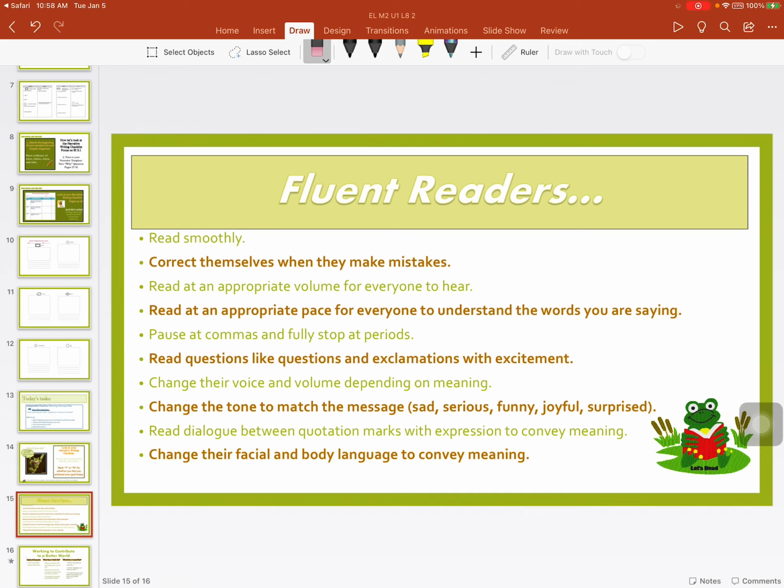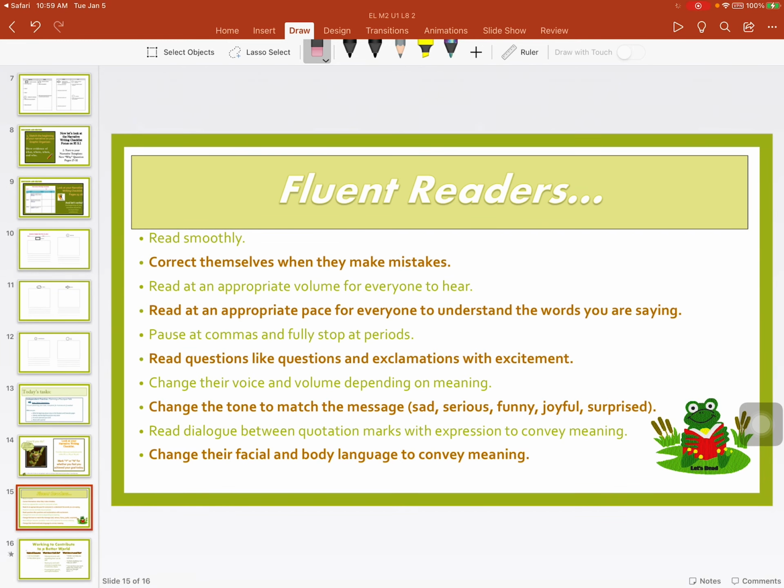All right, fluent readers. Follow along as I read this aloud. Read smoothly. Correct themselves when they make mistakes. Read at an appropriate volume for everyone to hear. Read at an appropriate pace for everyone to understand the words you are saying. Pause at commas and fully stop at periods. Read questions like questions and exclamations with excitement. Change the voice and volume depending on meaning. Change the tone to match the message: sad, serious, funny, joyful, surprised. Read dialogue between quotation marks with expression to convey meaning, and change their facial and body language to convey meaning.